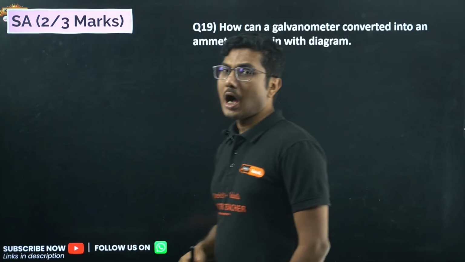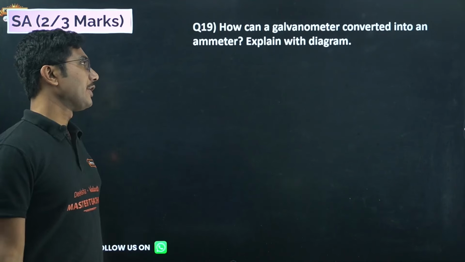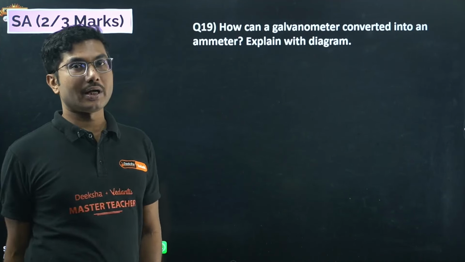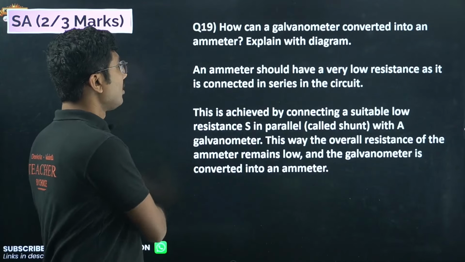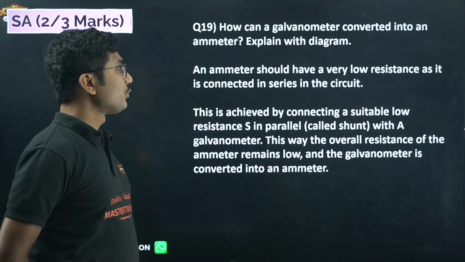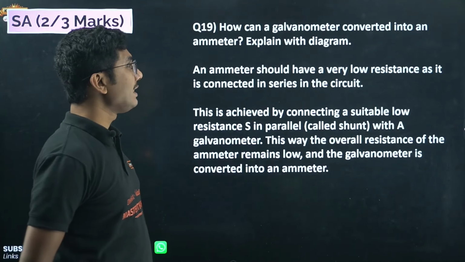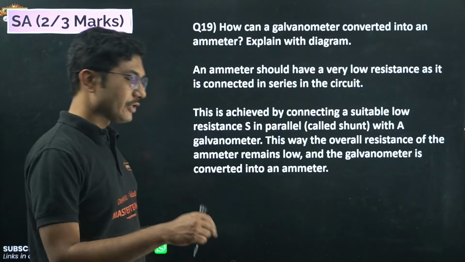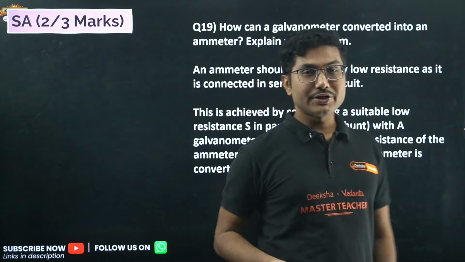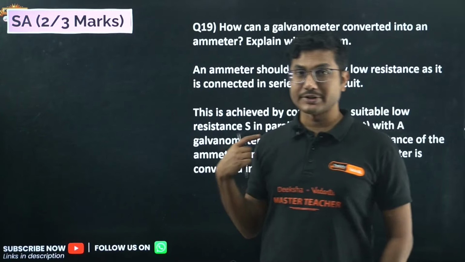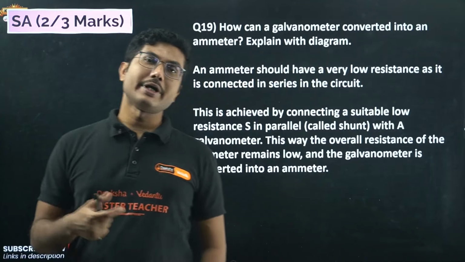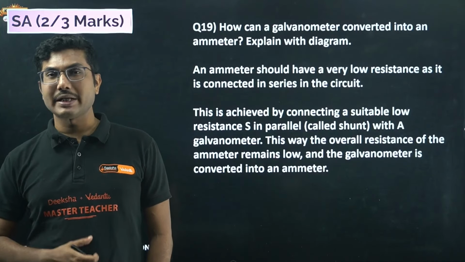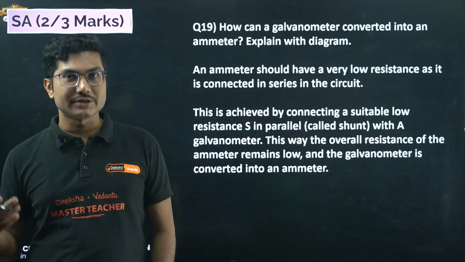Next question, how can a galvanometer be converted into an ammeter? Explain with diagram. As I mentioned, both galvanometer and ammeter are important. An ammeter should have a very low resistance as it is connected in series with the circuit. If an ammeter has a very high resistance, it will change the overall resistance of the circuit. So the current that you are supposed to get, you are getting a different current. That is not our desire. What we are expecting is that the ammeter should not change the circuit condition.